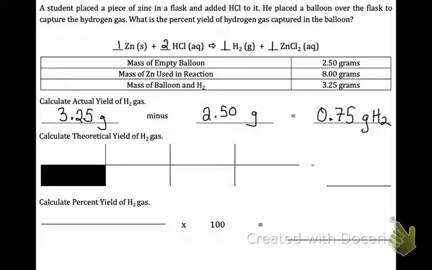And now let's calculate the theoretical yield of hydrogen based on the zinc that we used. So we used 8 grams of zinc. We need to turn grams of zinc into grams of hydrogen. So first turn our grams of zinc into moles of zinc using the molar mass. Zinc has a molar mass of 65.38 grams in 1 mole.